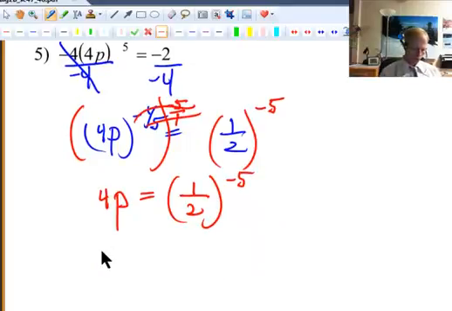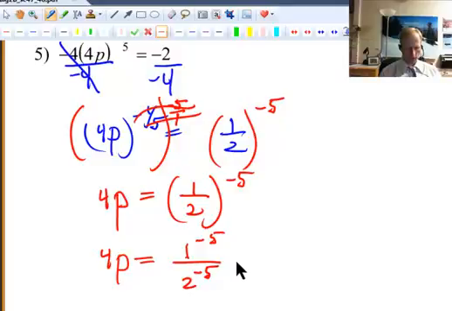Okay, I'm going to follow the quotient rule here and distribute the -5 in the numerator and -5 in the denominator. And now I'm going to use the negative exponent rule. I'm going to bring the 2 to the -5 up into the numerator. It becomes 2 to the +5. The 1 goes down into the denominator, and I'm left with 2 to the 5th over 1 to the 5th.